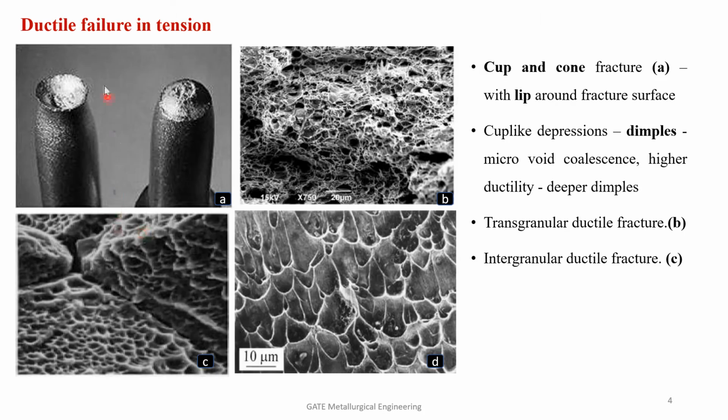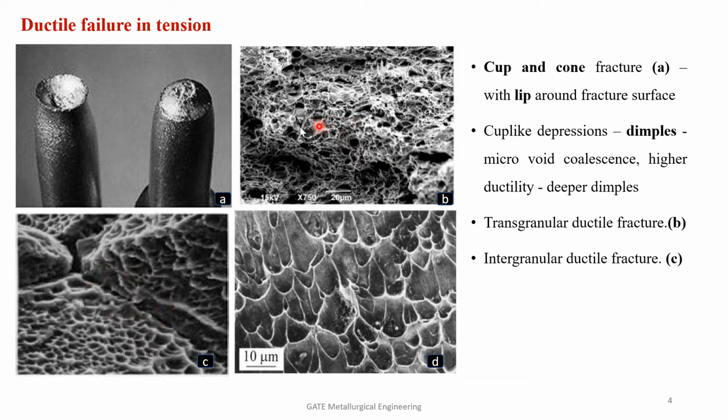So, the first case that we are going to discuss is ductile failure in tension. Ductile failure in tension implies that the specimen under consideration is a ductile specimen and we are subjecting it to a tensile load or a pulling load. If you see the fracture surface, we can see cup and cone shaped fracture surfaces with a lip. So this is what happens to a ductile material when it is pulled. And if you observe this particular surface under a microscope, we will be seeing these kinds of images. These cup-like depressions are known as dimples.